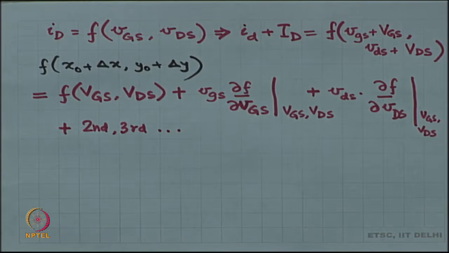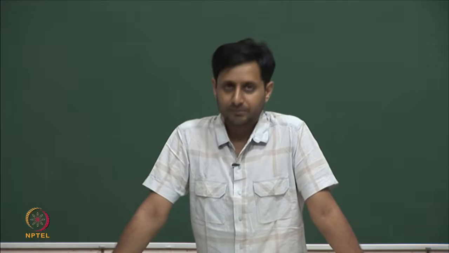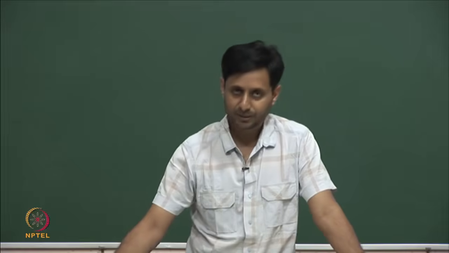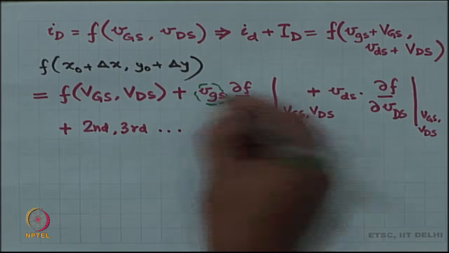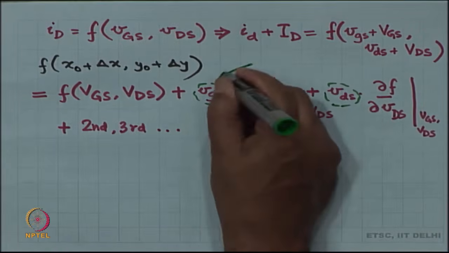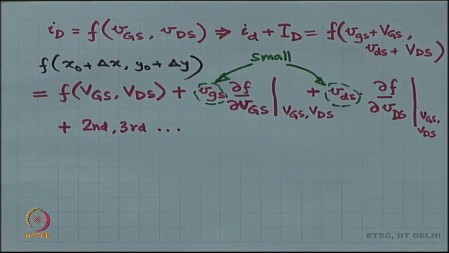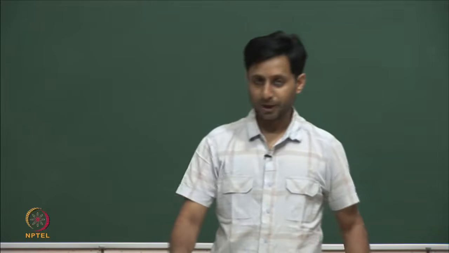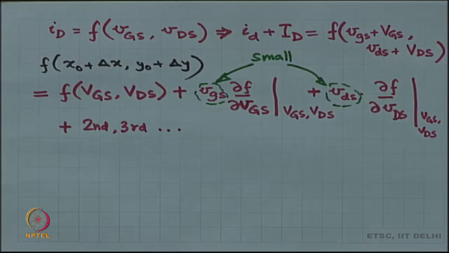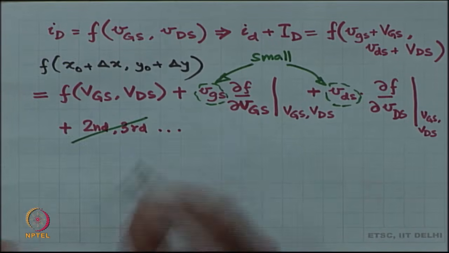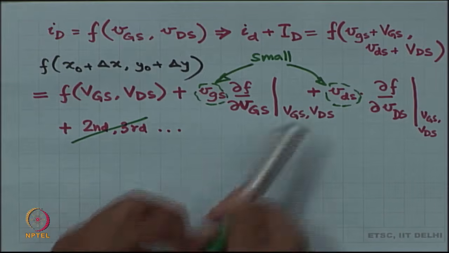Now, if we make an assumption that this small VGS and small VDS, these two quantities, are very small, how small? Infinitesimally small. If you are not happy with how small it is, make it smaller than that. If these two are small, then all these second, third and higher order terms do not matter at all, and this is all you are left with.